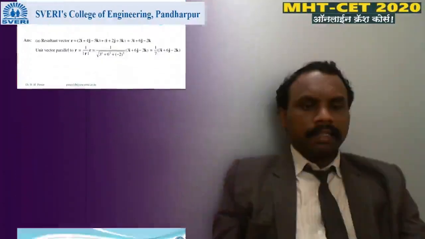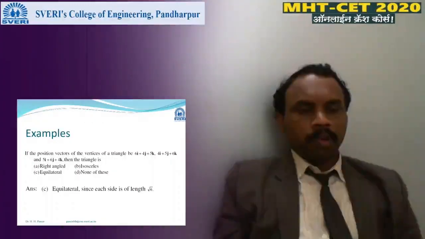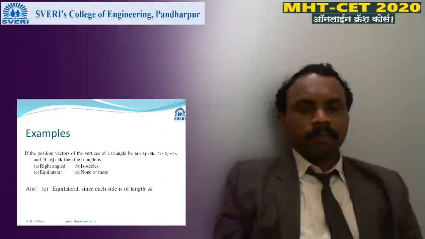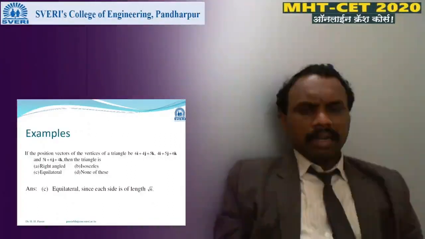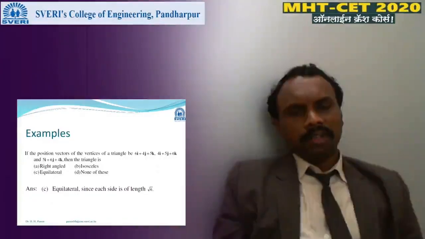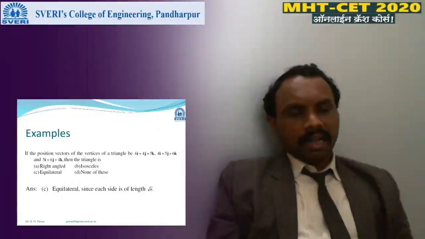Now the next example is, if the position vectors of the vertices of a triangle be 6i plus 4j plus 5k, 4i plus 5j plus 6k and 5i plus 6j plus 4k, then the triangle is either right angle triangle, isosceles, equilateral, or none of these. Now here in this case, if you observe, the coefficients of i, j, k are 6, 4 and 5 only.